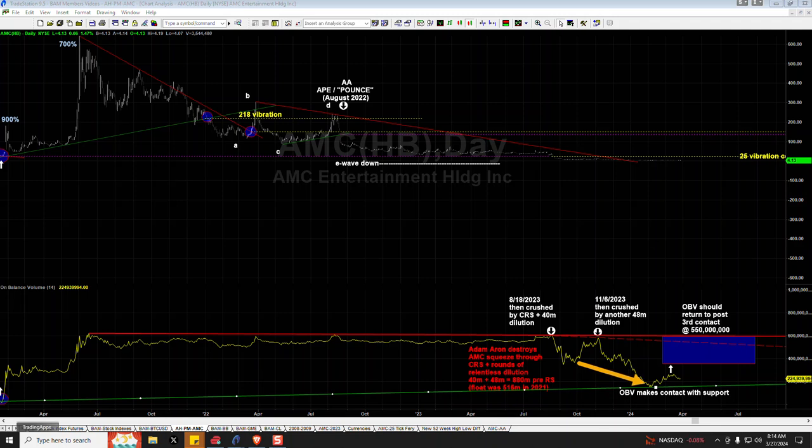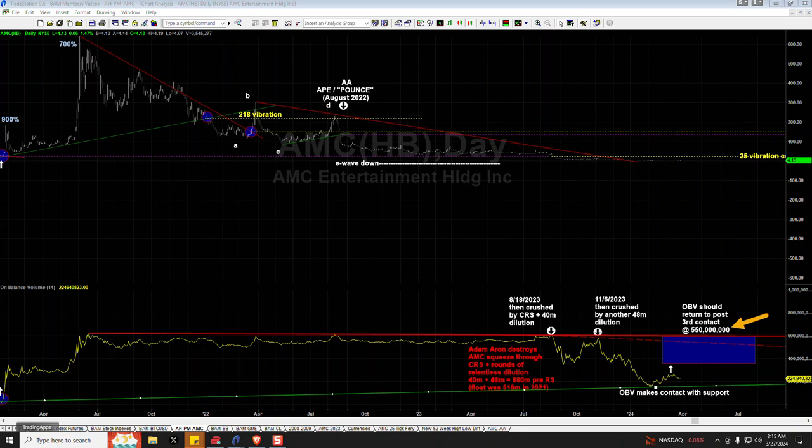And then you see my note here that on balance volume should return to post a third contact at 550 million. All that I'm saying is, if this really was a reversal point here with resistance becoming support, and we're going to see a third contact on this red line here, the point of origin downtrend line, that third contact, if it happens any time over the next month or so, would make contact at about this 550 million mark.